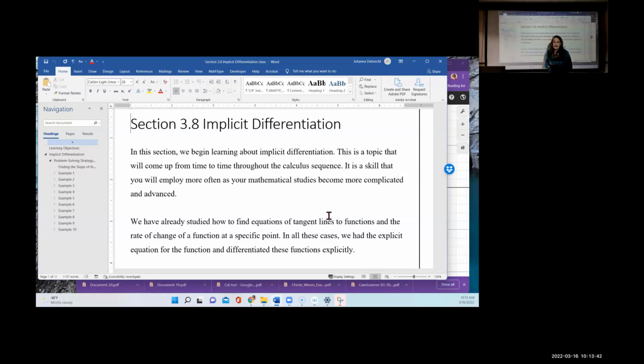Section 3.8 is kind of an interesting section, and actually I kind of enjoy them, but students do find them somewhat challenging. So I want you to take a minute and get the wiggles out. Stand up if you need to, stretch, do whatever you need to do, because we're going to start something a little bit difficult. All right, so take a moment and get ready for it.